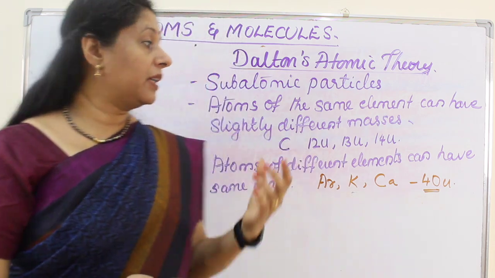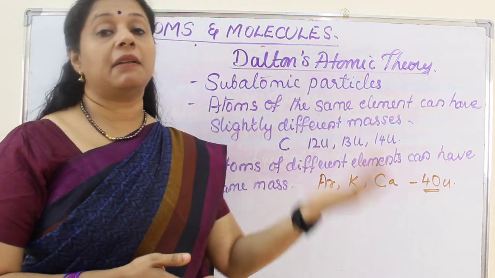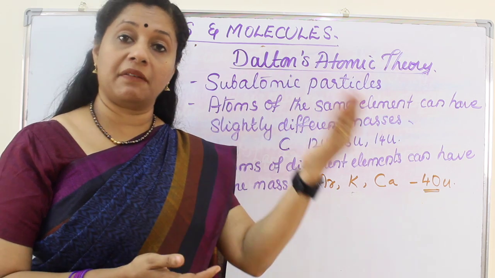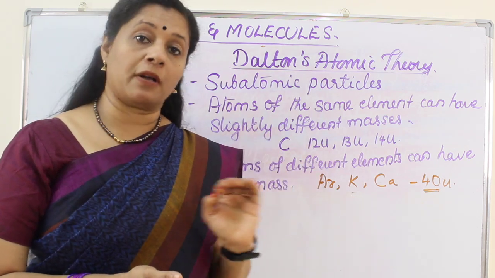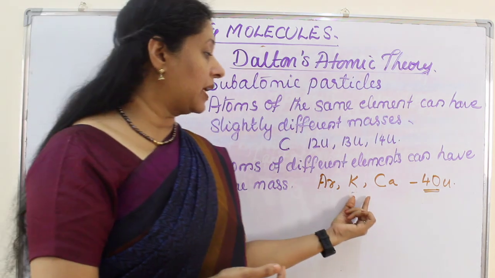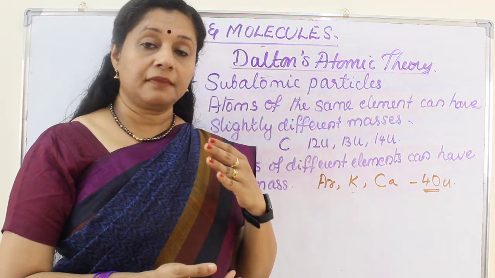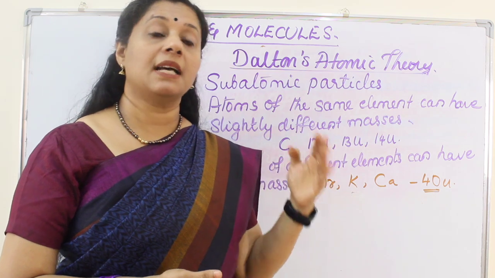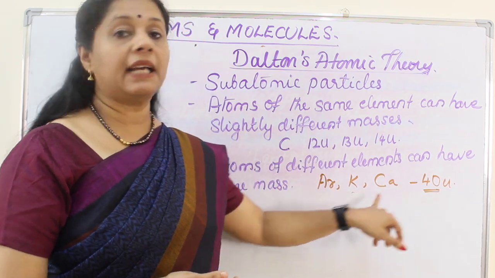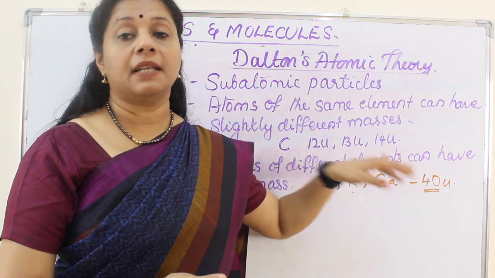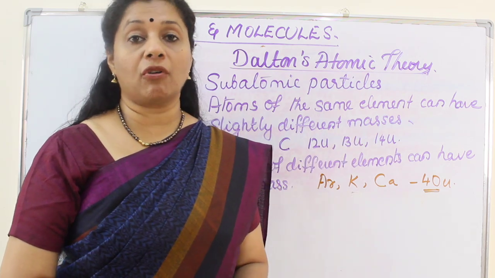Now the next point we made was that atoms of different elements will have different mass, right? Carbon mass is different from the mass of hydrogen, but that also is sometimes proved wrong. For example, argon, potassium and calcium are elements having the same atomic mass, that is 40 units. So though they are atoms of different elements, their mass remains the same. So that point is also proved wrong now.